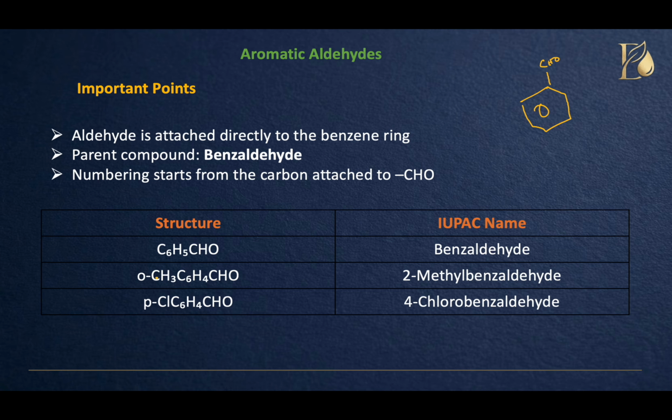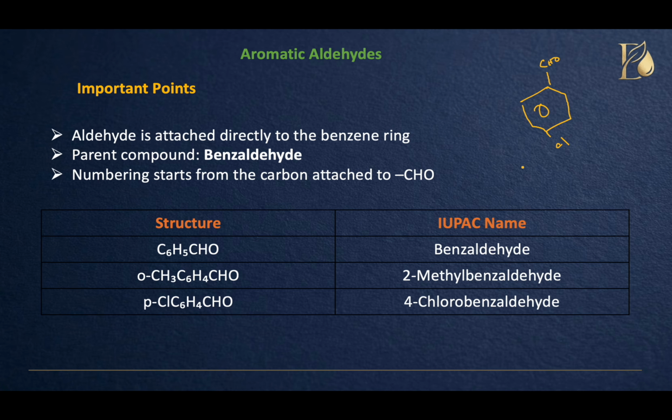Now at the ortho position, CH3C6H4CHO, if there is a CH3 group at the ortho position, then that is 2-methyl. This is the first position, right? This is the second position. So this is 2-methylbenzaldehyde. And the next one is para-chloro C6H4CHO. Para-chloro means the chlorine atom is at the para position. So this is the para position, and here at this para position, Cl.